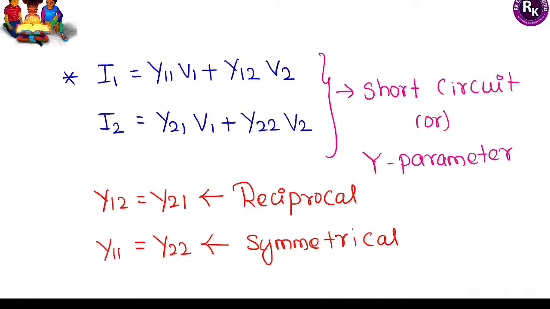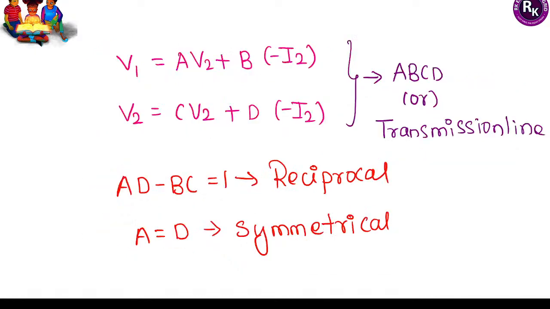Similarly, for the short circuit or Y parameter, this is the equation for the Y parameter, and this is the condition for reciprocity, this is the condition for symmetry. Next, the ABCD parameter or transmission line parameter, this is the equation, and see, there is some mistake here. When we are talking about this, it should not be IV2, it will be I1. So this is the transmission line parameter, this is the condition for reciprocity, this is the condition for symmetry.